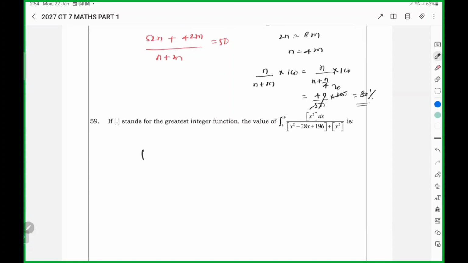Here in this one, the limits are 0 to 10. Step of x square by is x minus 14 whole square plus step of x square dx. Integral a to b f(x) dx is, so say this is I.